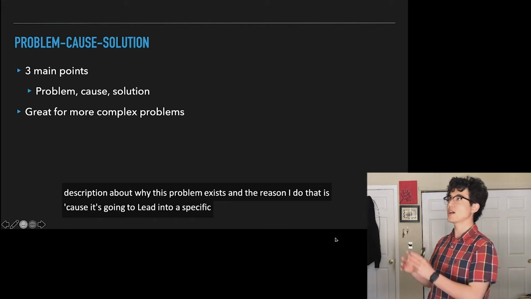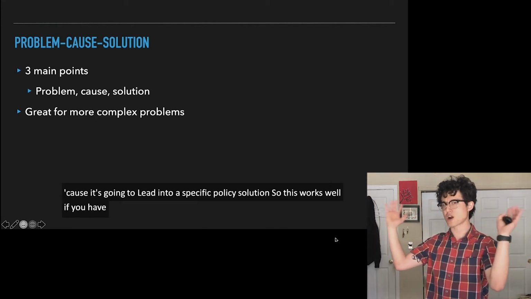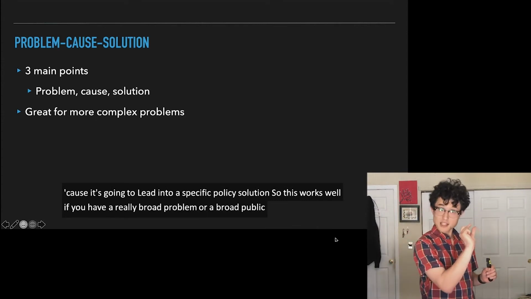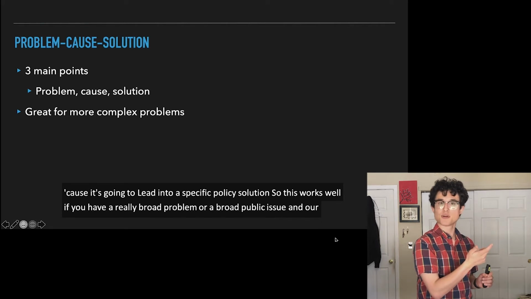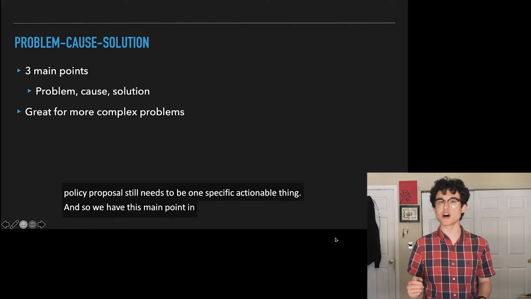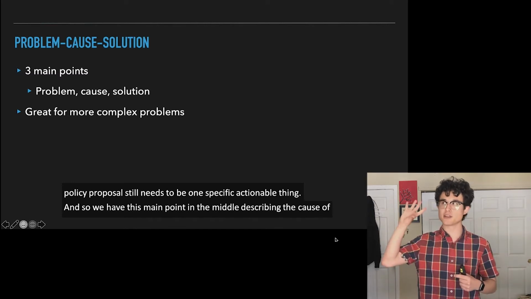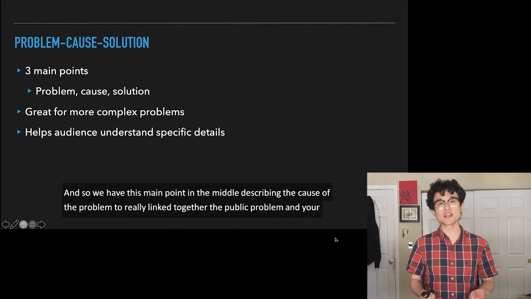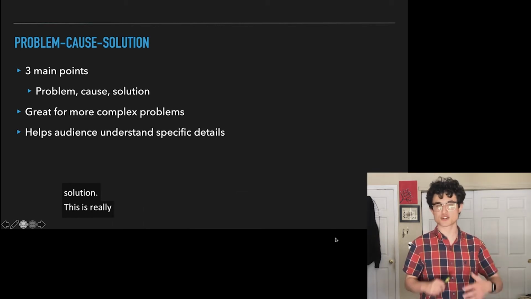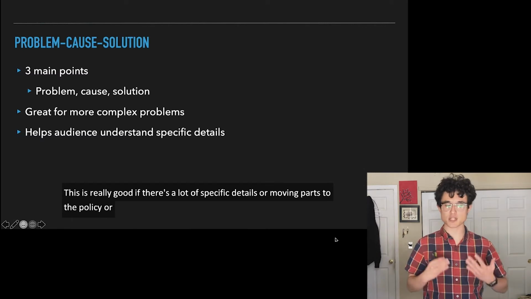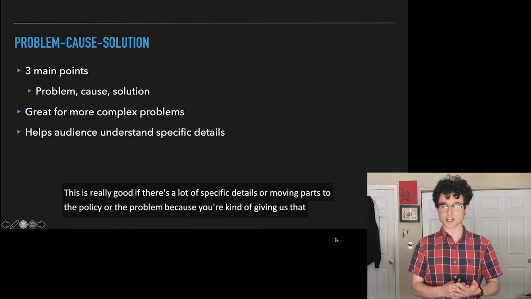So this works well if we have a really broad problem or a broad public issue, and our policy proposal still needs to be one specific actionable thing. And so we have this main point in the middle describing the cause of the problem to really link together the public problem and your policy solution. This is really good if there's a lot of specific details or moving parts to the policy or the problem, because you're kind of giving us that extra layer of explanation there.